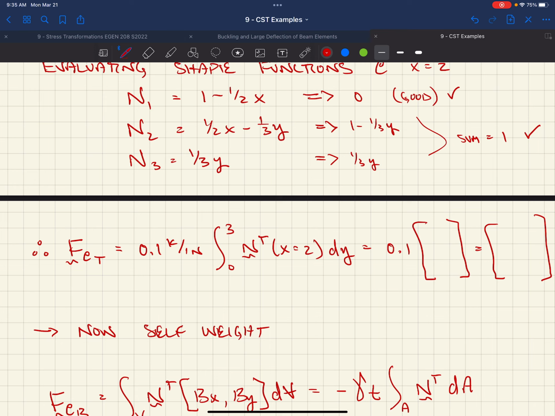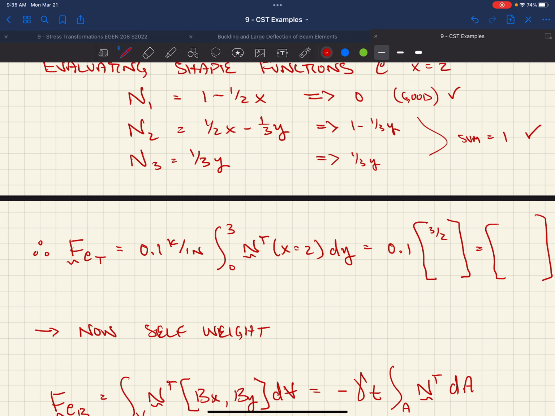So if we evaluate this, we're going to end up with N transpose, that's just N2 and N3. We're going to get 3/2. If we take the integral, which is 0.15 kips and 0.15 kips, which is really just tributary width, right? We take our uniform load and we're just going to put it at our 2 locations. Right, we don't have moments.